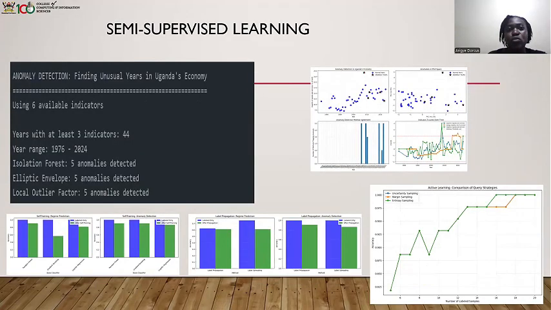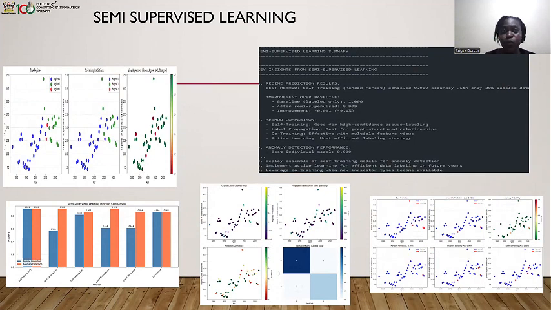Then we also used semi-supervised learning. Here, we refined our understanding of feature interactions. Graphs show energy inputs. They also show commodity prices and how they correlate with GDP, poverty, and energy regimes. So we successfully identified key breakpoints and hidden patterns that seem simple with every learning point.